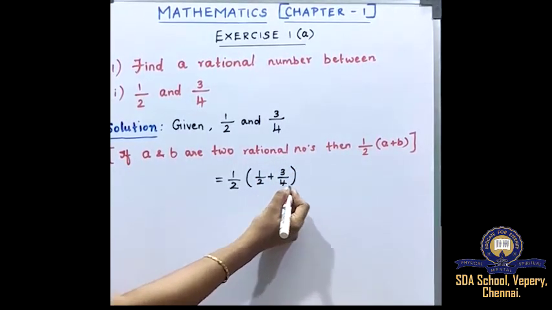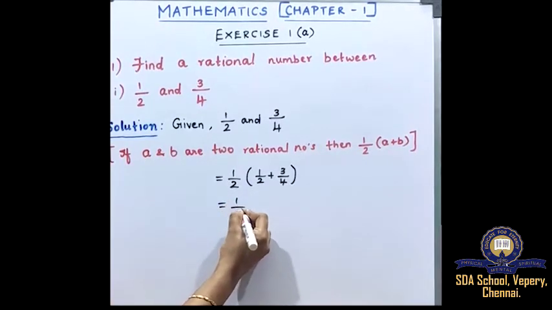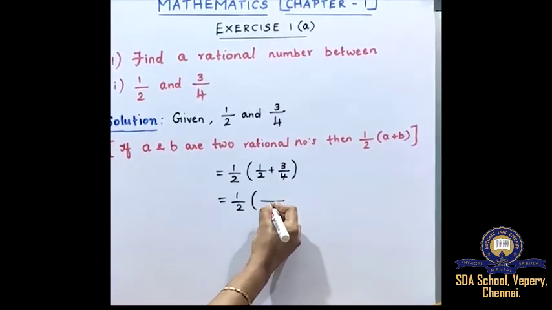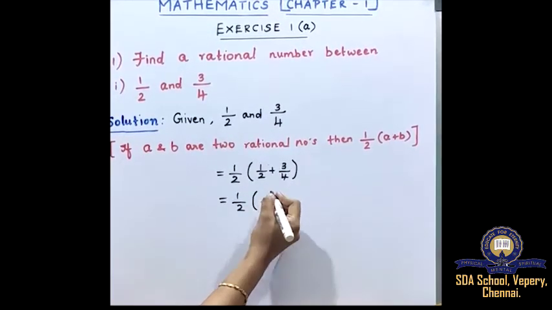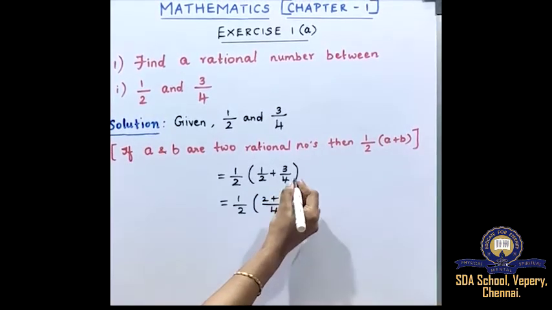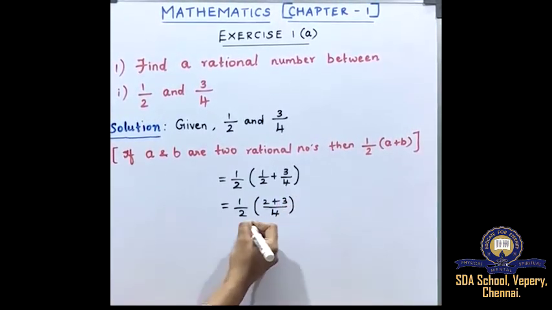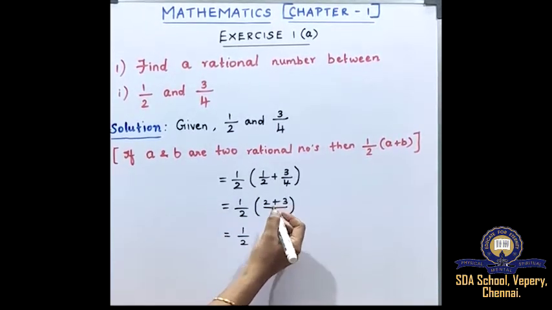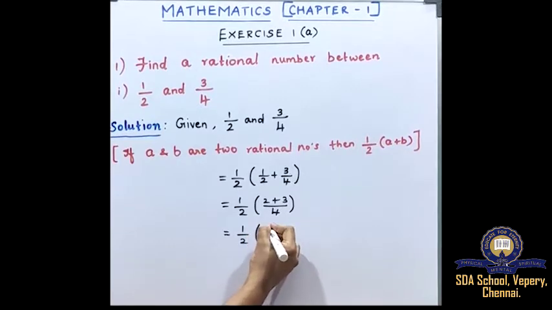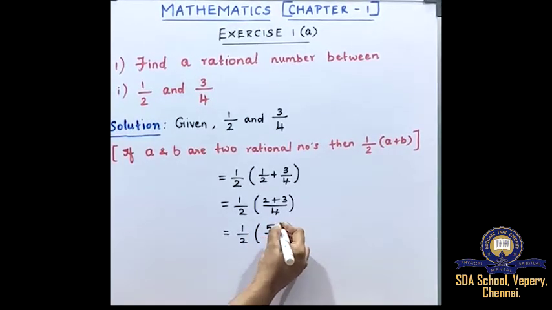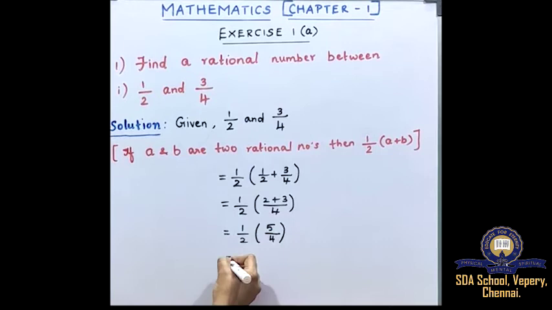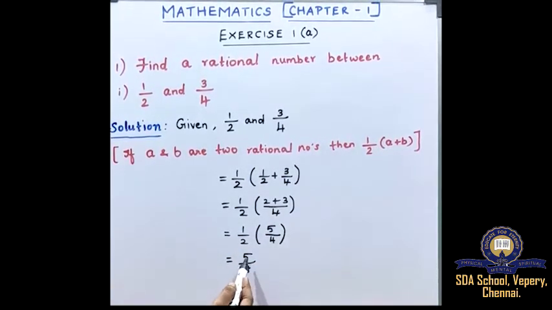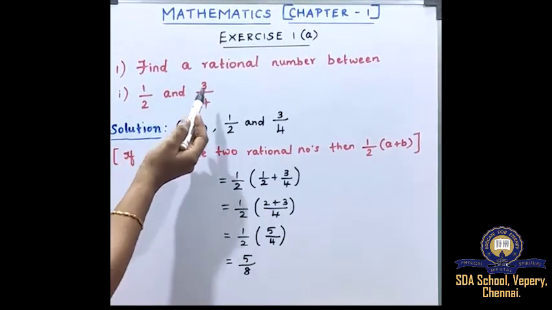So now when you solve the terms which is inside the bracket, what will we get? 1 by 2. If you take LCM in the denominator, we will get 4, right? So here 2 into 2 is 4, so 1 into 2 is 2 plus 3. So now the next step is, if you add these two terms, we will get 5 by 4, right? So when you multiply this, you will get 5 by 8. So we have found a rational number 5 by 8, which is in between 1 by 2 and 3 by 4.